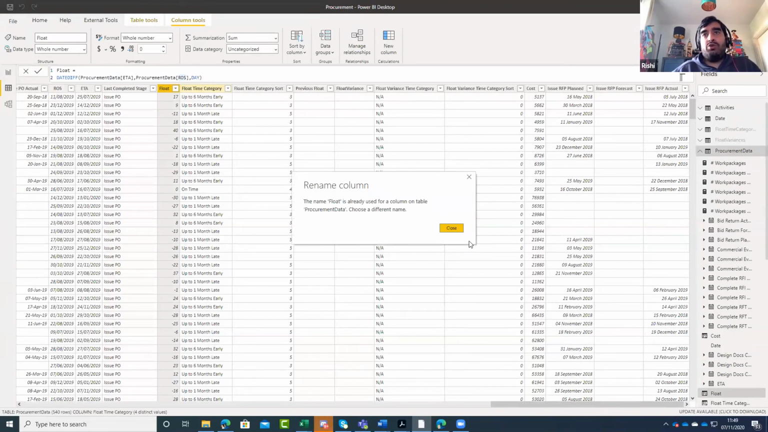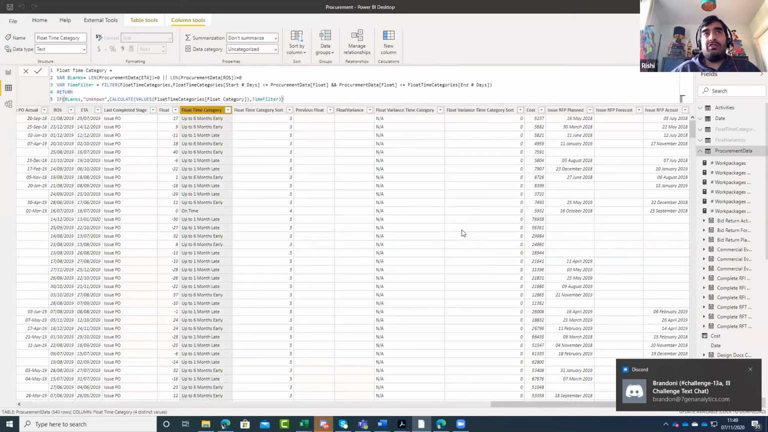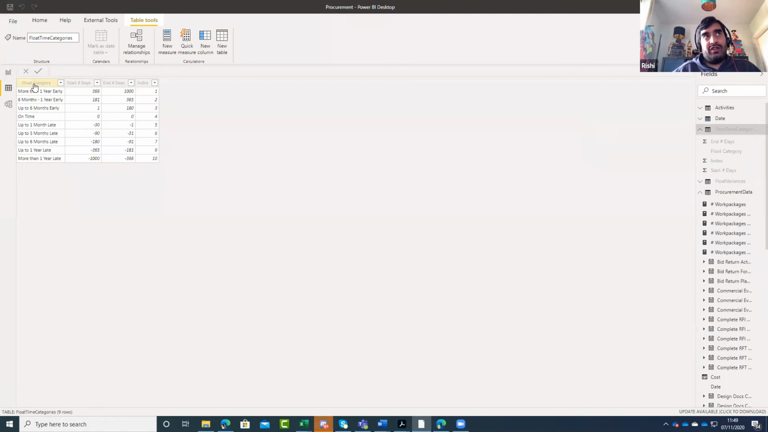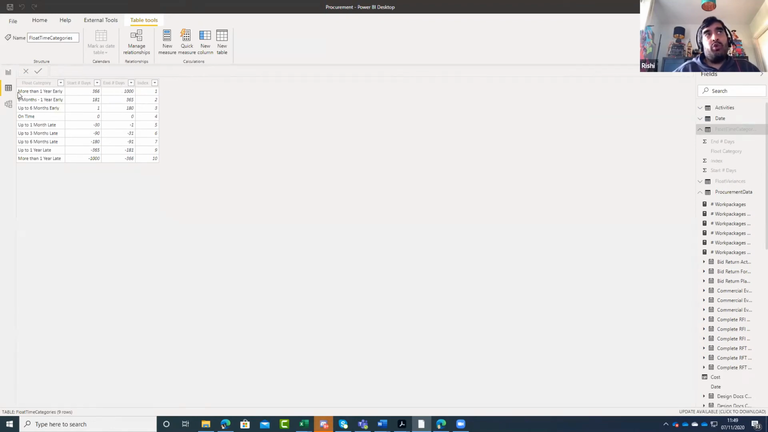So again, this was one of the things that we identified that we want to be able to do. We want to be able to have a category that does the category for the floats here. So we've got more than 1 year early, 6 months to 1 year early, and then we've got a start and end days. So we can do this using some built-in functionality in Power BI.